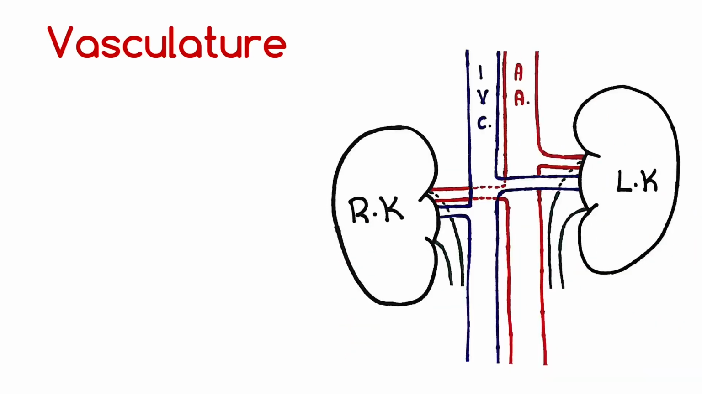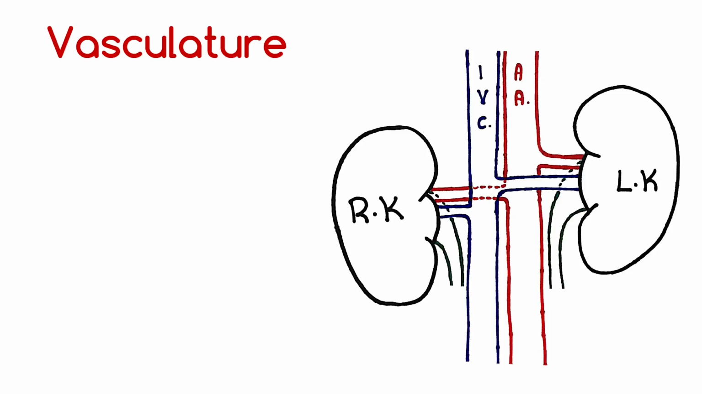Now on the right, we can see that the kidneys are supplied by the renal arteries that emerge laterally from the abdominal aorta, immediately distal to the superior mesenteric artery, which is the second visceral branch of the abdominal aorta, the first being the celiac trunk.